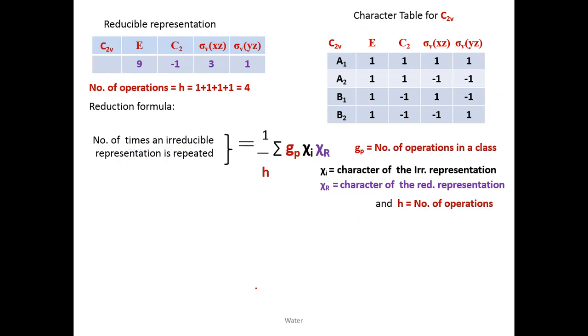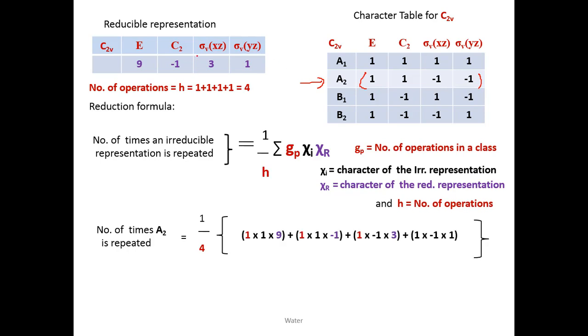Similarly, you do for A2. You have to now take the characters opposite to A2 alone in this character table and leave the remaining characters. Chi-r and GP will be the same as the previous case, and you will get the result as 1. A2 is repeated 1 time.